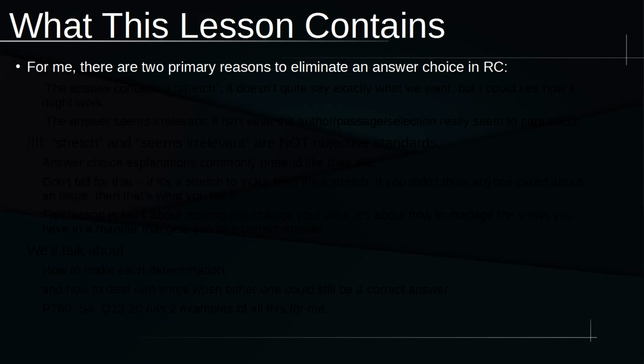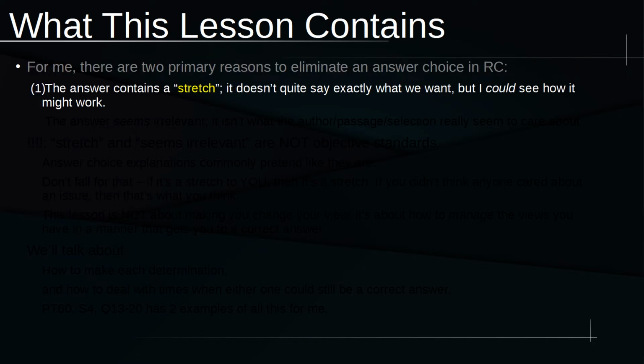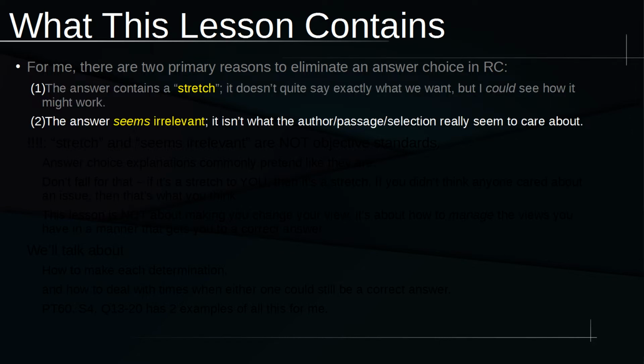So a review of what we'll be going over. First off, for me there are 2 primary reasons to eliminate an answer choice in RC. The first such reason is that the answer contains a stretch. It doesn't quite say exactly what we want, but I could see how it might work if we really pushed hard to do so. The second reason is that the answer seems irrelevant. I'm not sure actually if it fits that logical standard, but to me it seems irrelevant, and what I mean by that is that it isn't what the author, passage, or selection really seem to care about.